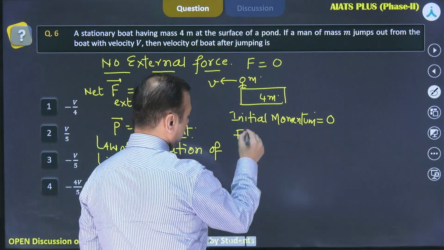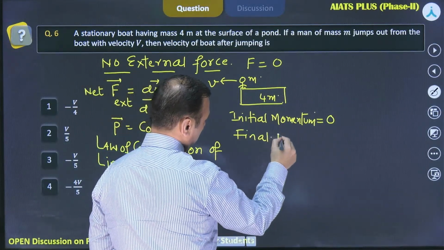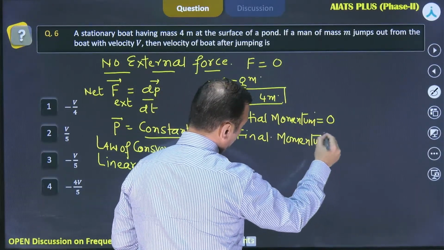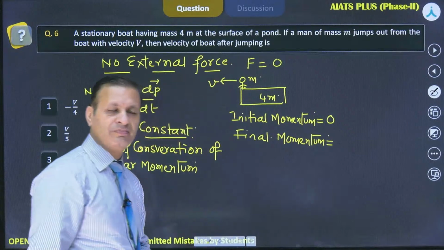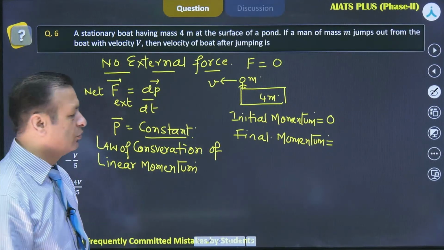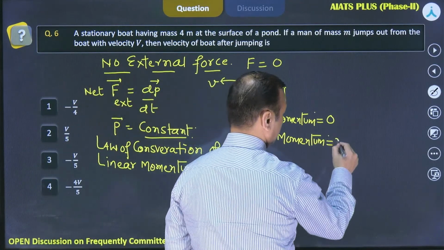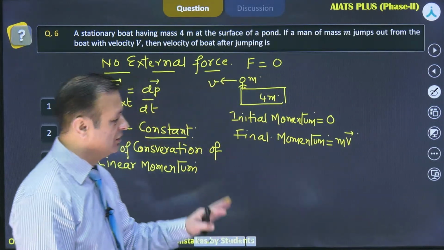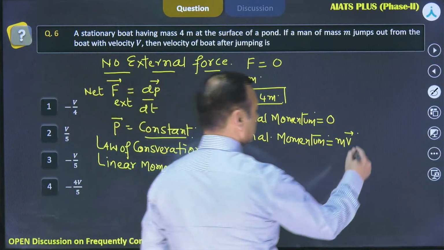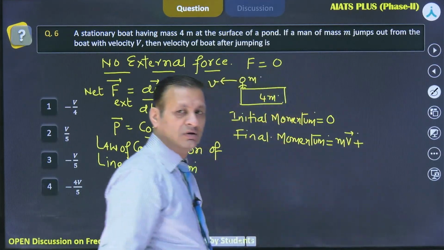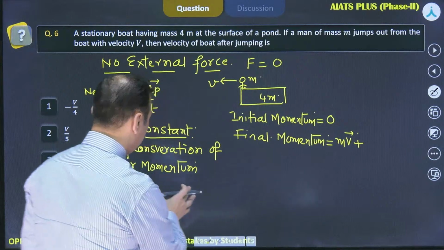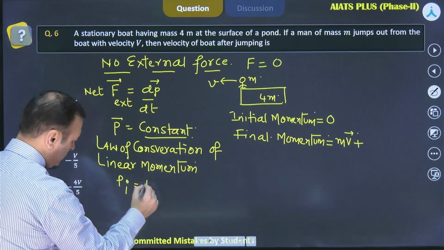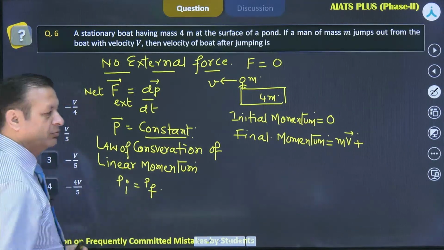So what is the final momentum of the system? What is the final momentum? So this is m into v. This v is basically for the man, because this is based on the law of conservation, so your initial momentum has to be equal to your final momentum.